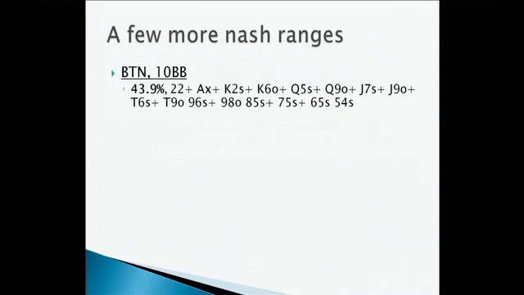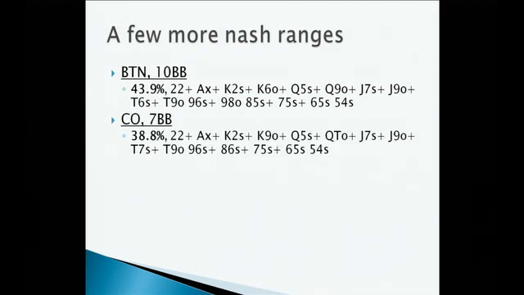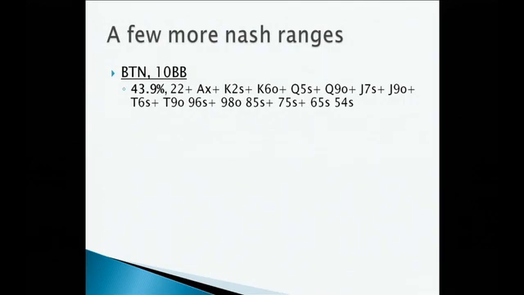So let me just show you a few more, just to give you a rough idea. This is where the memorization / interpolation comes in, because if you have a few baselines to go off of, you can use rules that theoretically make sense to extrapolate, right? So here's button 10 big blinds, 43.9%, and this is roughly the hands.